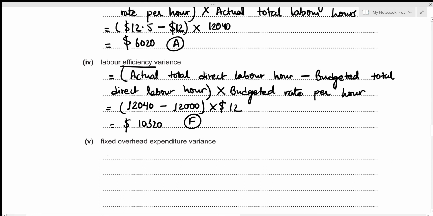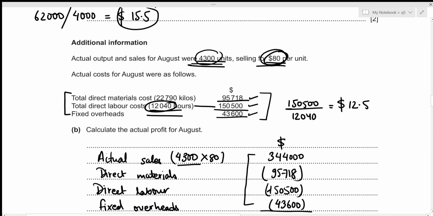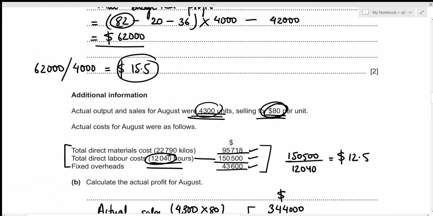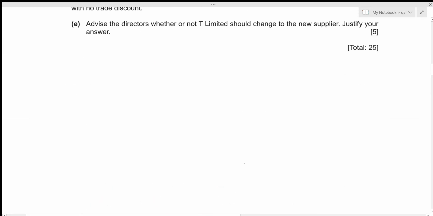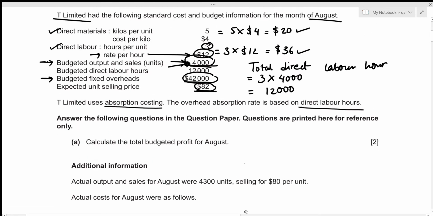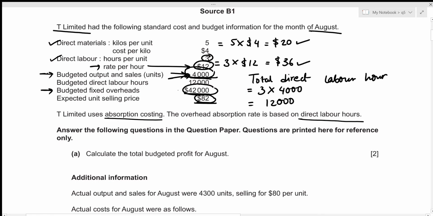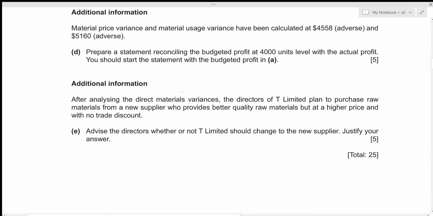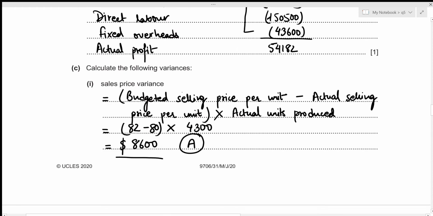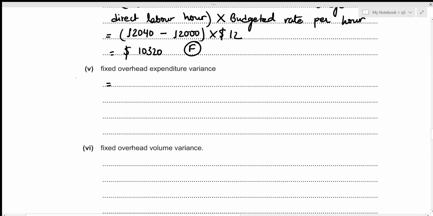We need to figure out our fixed overhead expenditure variance. So this will just be the difference between the budgeted fixed overhead and the actual fixed overhead. So we need to figure out which one is the higher one. Okay, we can see that our actual fixed overhead is 43,600, whereas our budgeted fixed overheads were given to be 42,000. So clearly the actual one is higher. So we will be subtracting the budgeted one from our actual one.